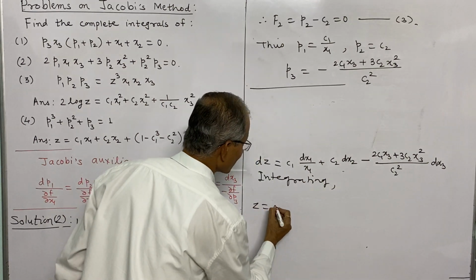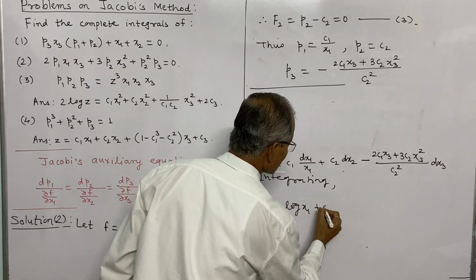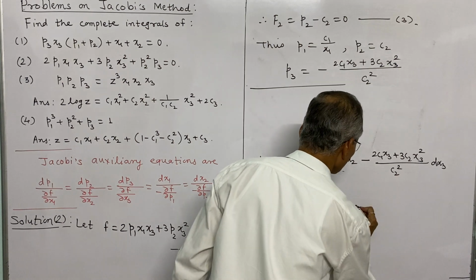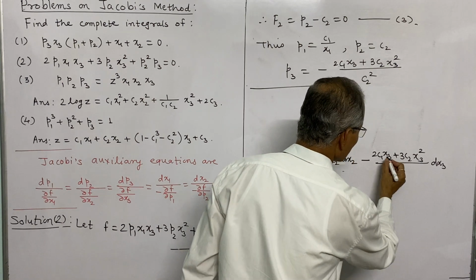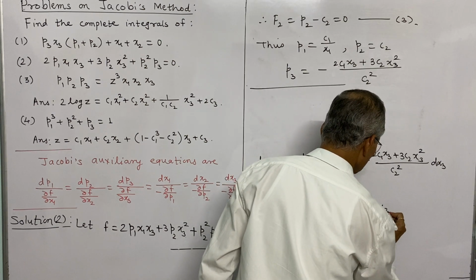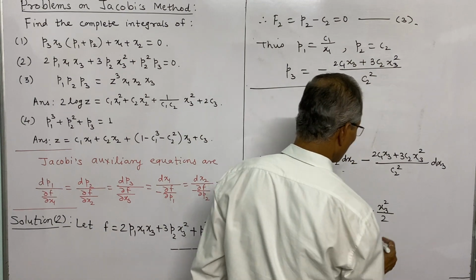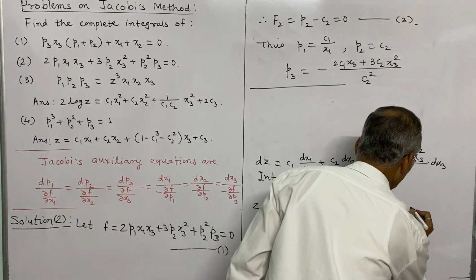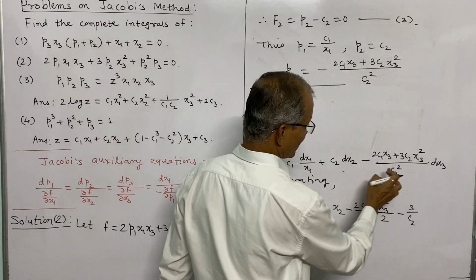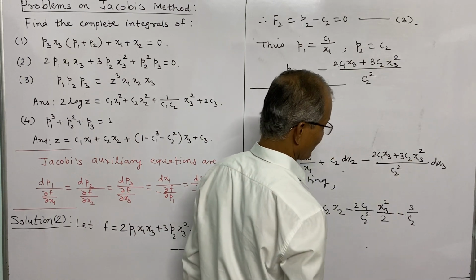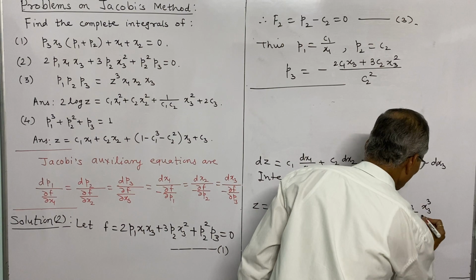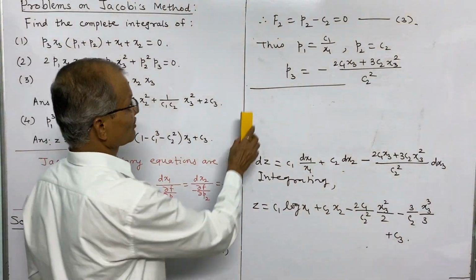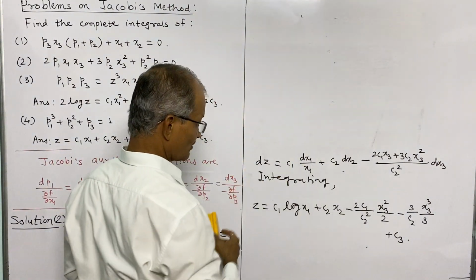So integrating, what we will get, z is equal to c1 log x1 plus c2 x2 minus, now this is to be separated, 2c1 divided by c2 square, negative 2c1 by c2 square, x3, integration of x3 is x3 square divided by 2, and minus the last term is 3c2 divided by c2 square, that will be 3 divided by c2, 1 c2 cancels, and integration of x3 square, that will be x3 cube divided by 3 plus a constant of integration, that is c3.